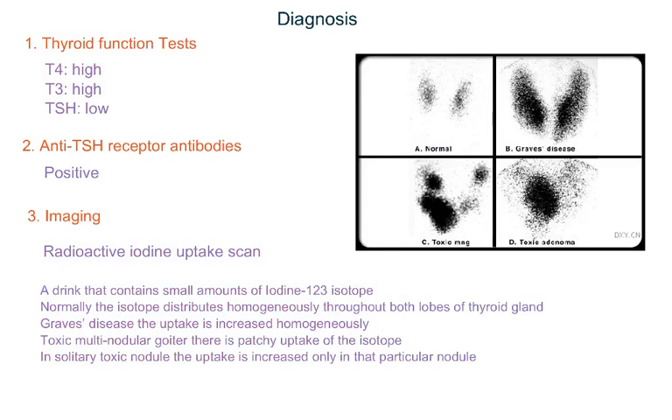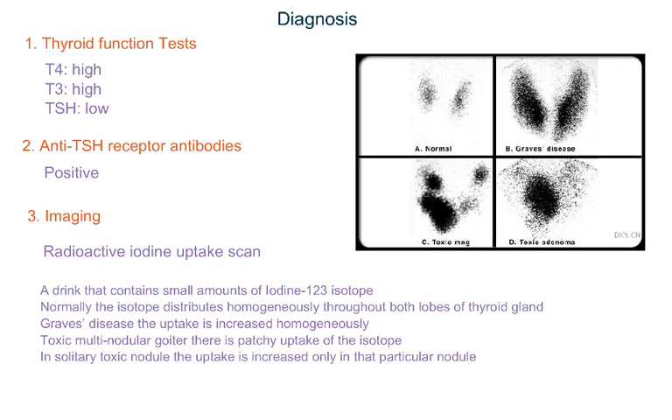Diagnosis of hyperthyroidism is done by thyroid function tests, where T4 and T3 levels are higher than normal and TSH will be lower than normal. To confirm Graves' disease, we can do anti-TSH receptor antibodies. They are positive in 90% of patients with Graves' disease. In 50% of patients, you can also find anti-TPO antibodies in Graves' disease.